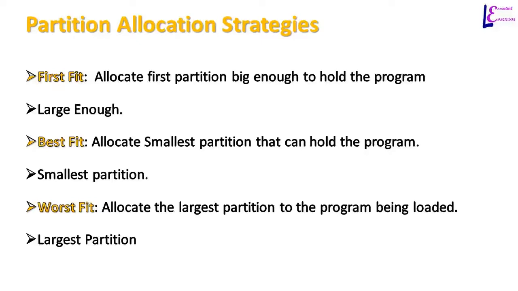There are three strategies for allocating a partition to a program in partition memory management. First strategy is first fit, which means allocate the first partition large enough to hold the program. Second strategy is the best fit, which means allocate the smallest partition that can hold the program. First fit and best fit are both used with the fixed partition technique.